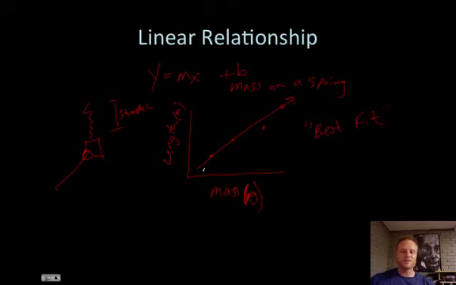Basically, I try to have it fit within all the data points as best as possible. You'll notice it doesn't run through each of them. It's not like it goes from here to here to there. It just goes straight through them as best fit as possible. Okay, and that's how you should draw a linear relationship.